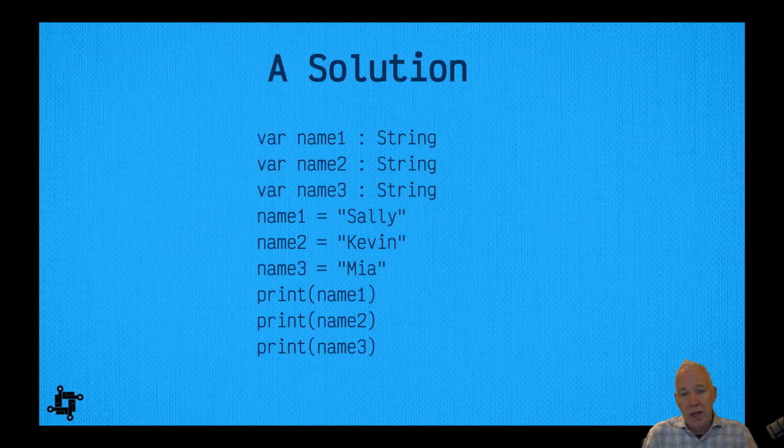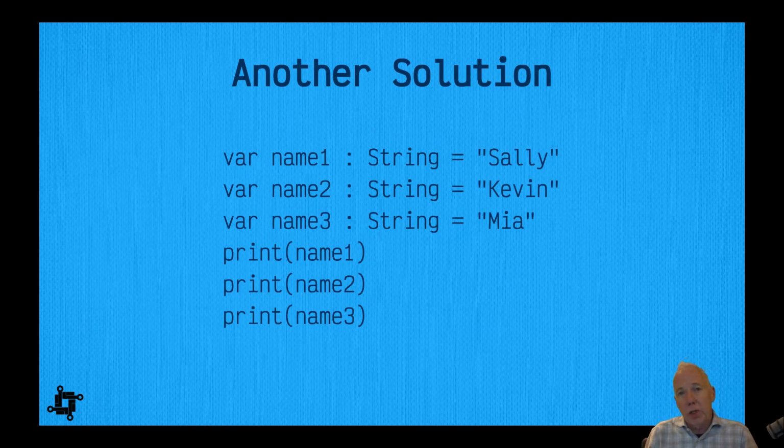So in this scenario, we have a program where we've declared 3 variables here, and they're all strings. We've declared or assigned them initial values. So in this case, Sally, Kevin, and Mia. And then we actually print those names out. So that program actually works and does do what we asked them to do.